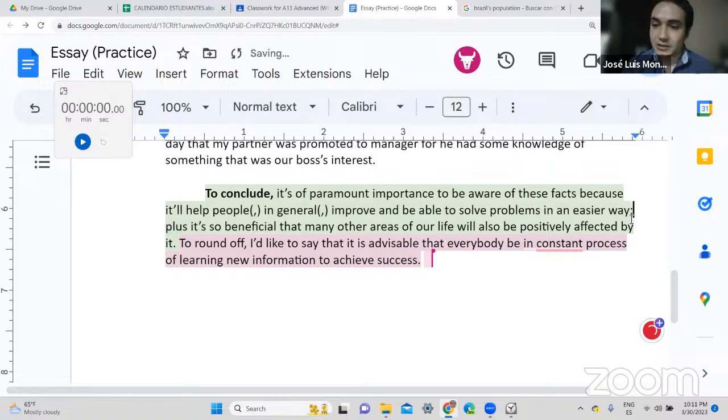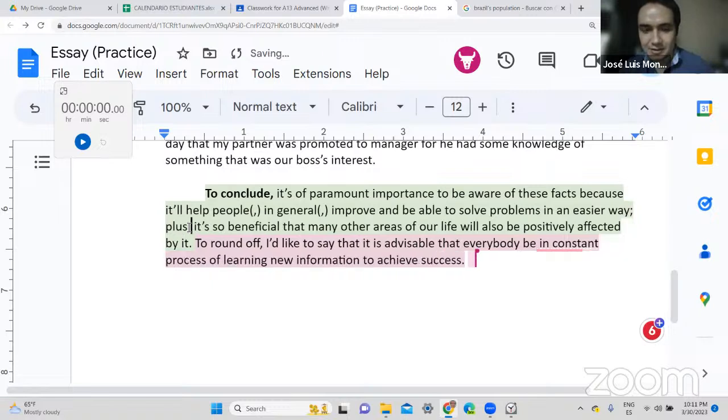But it means that, just because of that, this is not just one sentence anymore. This is a new sentence, right? So this is going to be with a different comma, just because of that semicolon. So good. Plus, comma, or besides, comma, or also, comma, or additionally, comma, the same category. It is so beneficial that many areas of our life, right, will also be possibly affected by it.